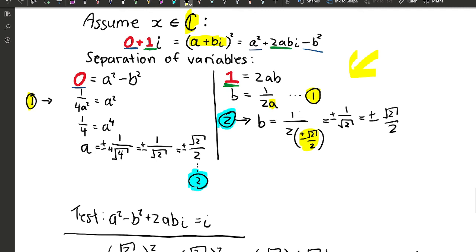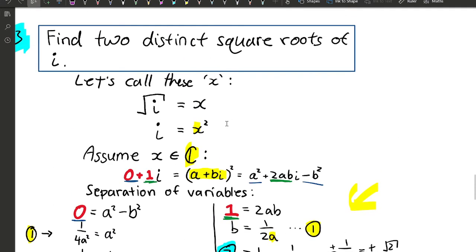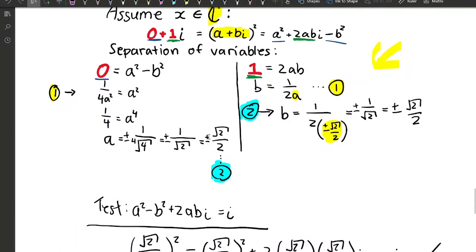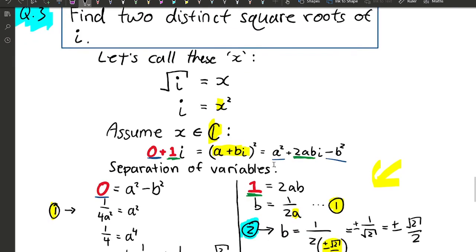Whoa, they're the same. Now it's asking for two distinct square roots of i, and I don't know about you, but I see plus or minus for both my answers. You can either do plus or minus. We've got plus and minus, plus and minus. We've got 4 combinations of these, and I don't know which 2 are going to give me the distinct values of i.